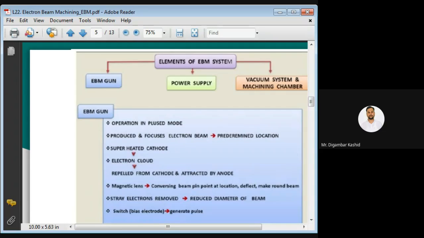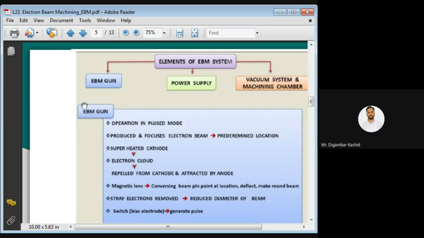Now let us discuss the elements of this electron beam machining system. Here you can see in this slide there are different elements of the electron beam machining system I have shown. So the first one is the electron beam gun, the second one is the power supply, and the third one is the vacuum system and machining chamber. These are the three main elements of your e-beam system.